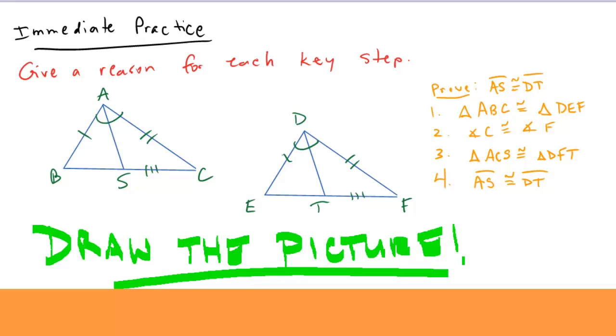So why is triangle ABC congruent to triangle DEF? Why then do you know that angle C is congruent to angle F? Why do you know from that triangle ACS is congruent to triangle DFT? And why do you know from that AS is congruent to DT? You supply a reason for each of those key steps, as if this were a full proof, but it's not a full proof. It's missing some of the minor steps. You're just supplying the reasons for those key steps. And that is the end of section 4.6.